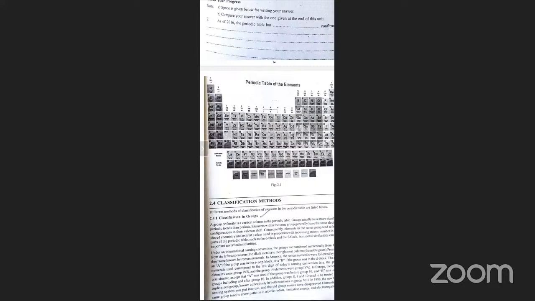Electronegativity increases from left to right along a period and decreases down a group. We know that fluorine is the most electronegative element, the next place is occupied by chlorine, and the least electronegative element is cesium.